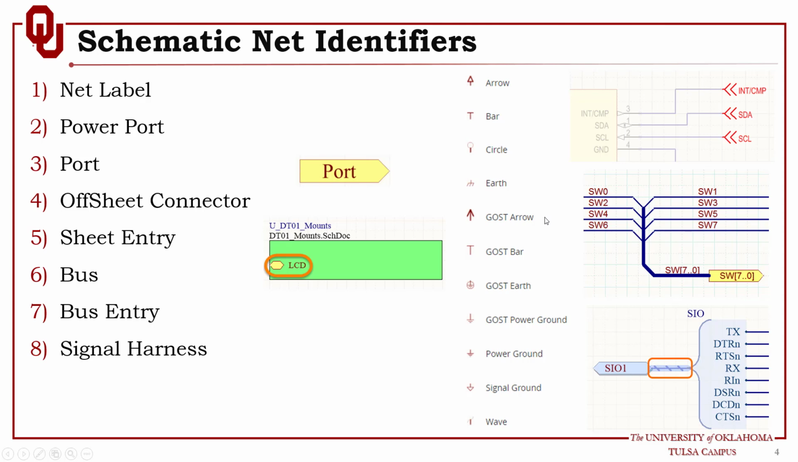Now, in Altium Designer, we have a set of net identifiers, and these net identifiers are used in the schematic editor to create connectivity. These are the net labels, power ports, off-sheet connectors, sheet entries, bus entries, and signal harnesses. Starting with net labels, as you can see here, these are net labels SW1, 2, 3, 4. From their name, it's just a net label. It's labeling, giving a meaningful name to a net.